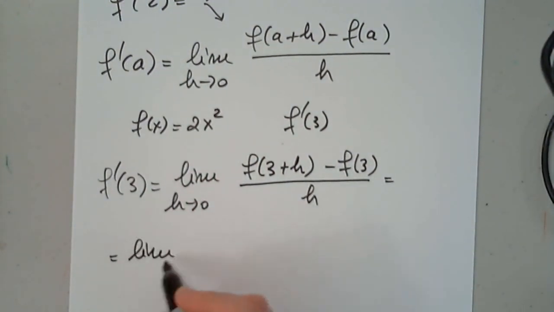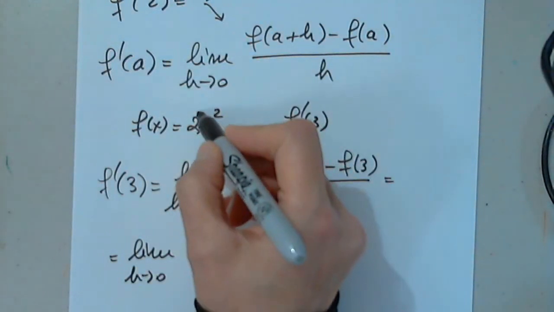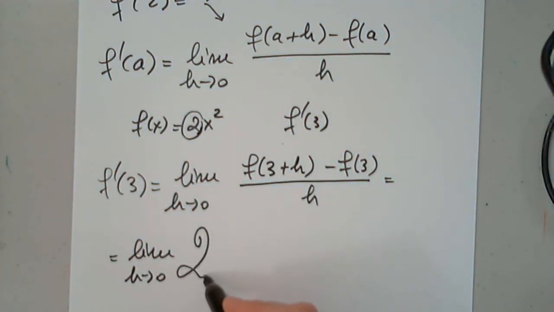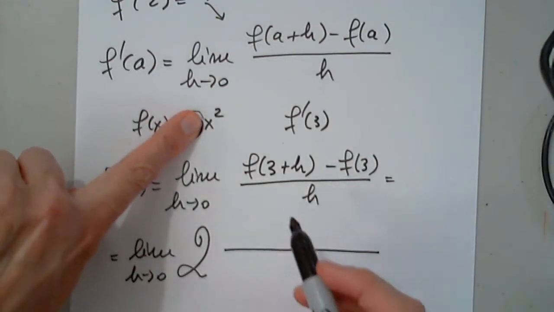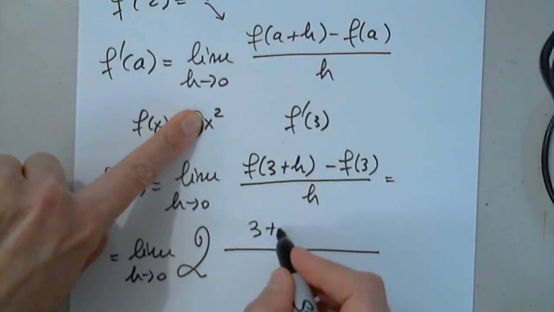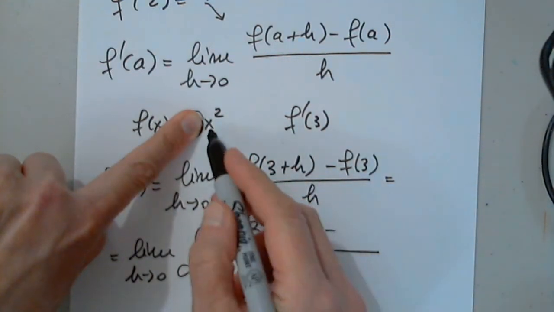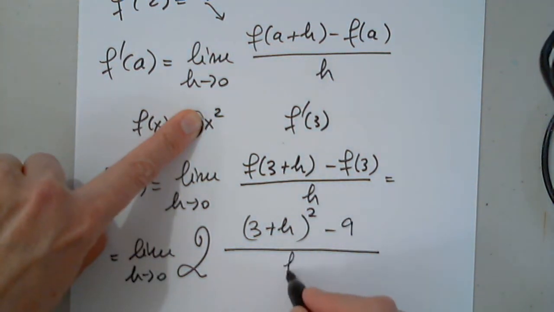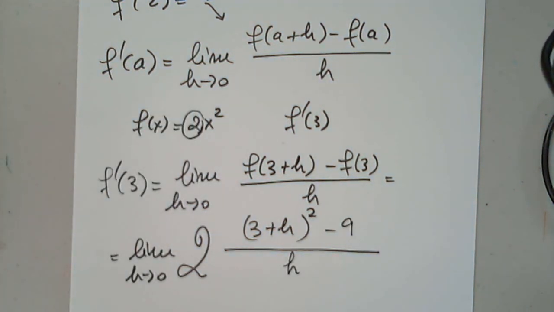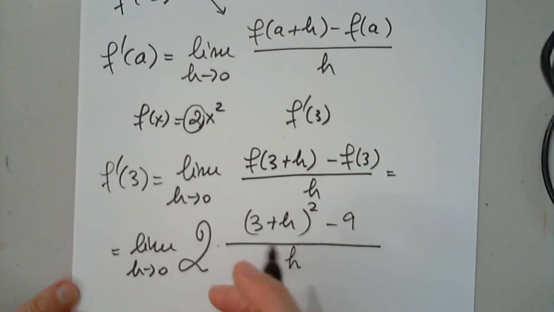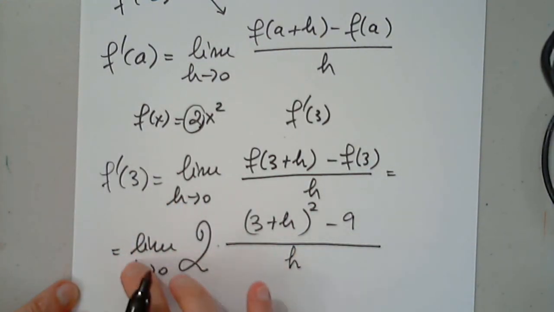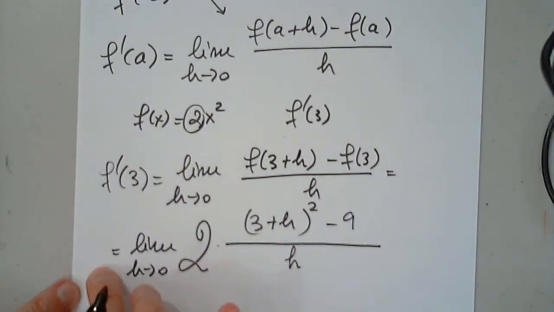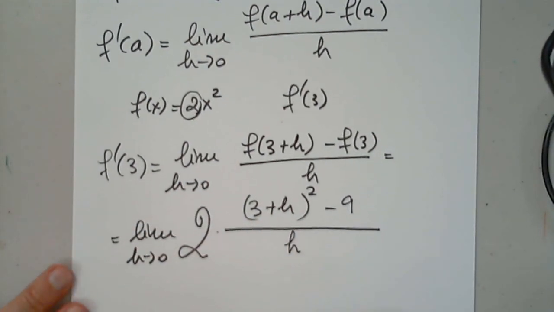So the limit as h approaches 0. I see a 2 as a constant. I will put it in front because I want to simplify. It's a constant, it's a factor. So then I have 3 plus h squared minus 3 squared, which is 9, over h, with a 2 in front. Because remember, the limit of a constant times a function is the constant times the limit of the function. It's up to you.